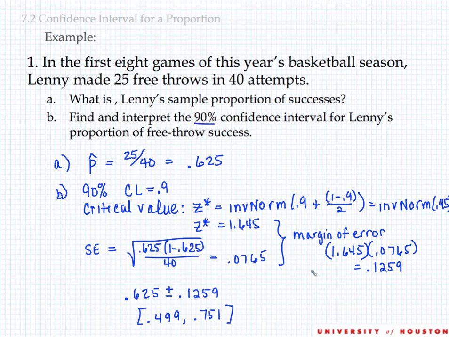Since this was a 90% confidence interval, we can say that we are 90% confident that the true proportion of Lenny's free throw success is between 49.9% and 75.1%.